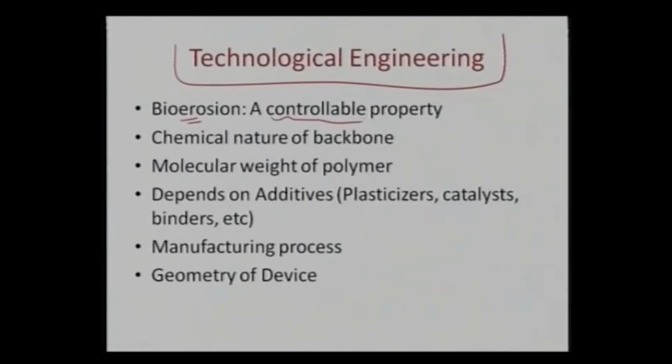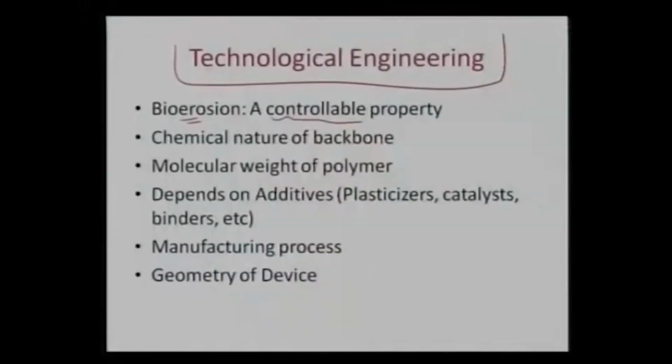The bioerosion can be easily controlled depending on the overall backbone, the kind of enzymatic action which is plausible, or the overall hydrophobicity of the material. And even when we have a particular hydrophobicity, if we can alter the structure or the morphology of it, or the way we process the material, it becomes a very controllable property. It is dependent on the overall chemical nature of the backbone. So if we can alter the backbone, we can again control the bioerosion.